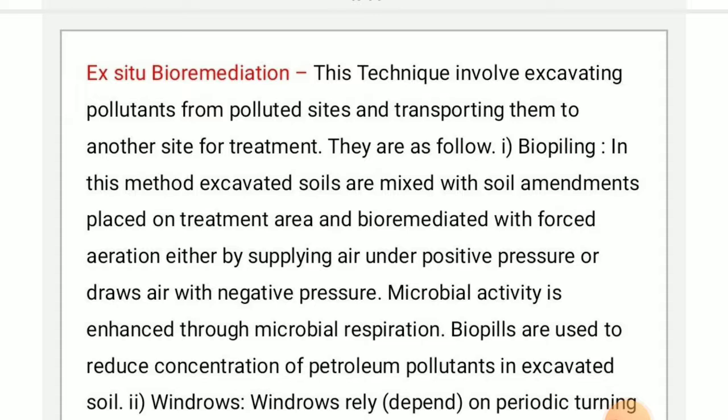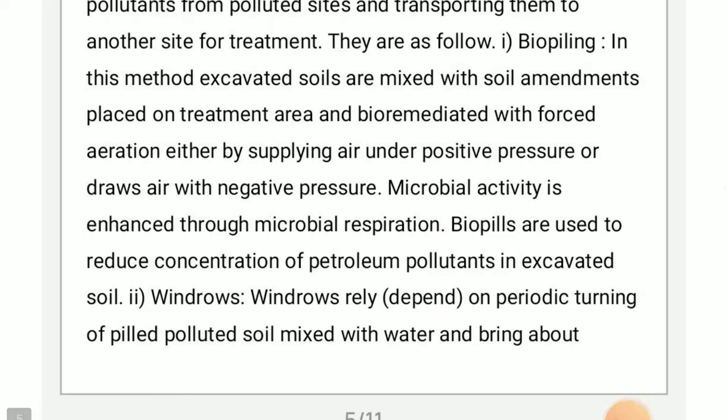And this negative and positive pressure can directly facilitate the microbial activity. And this microbial activity is enhanced through microbial respiration, and the biopiles are used to reduce the concentration of petroleum pollutants in the excavated soil.